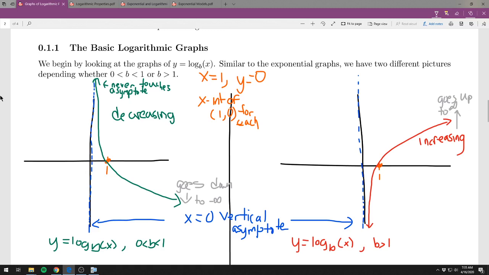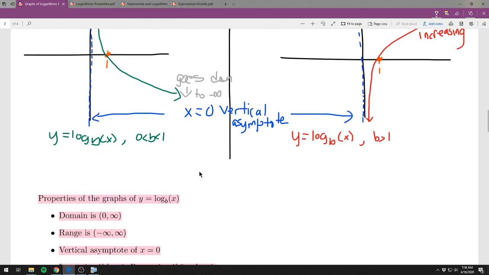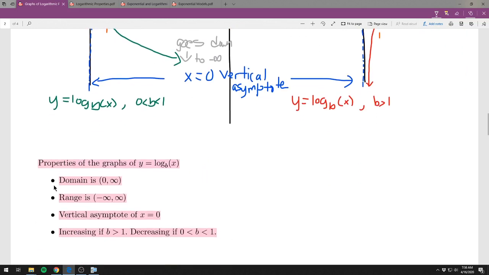All right, so these are the basic shapes of log graphs. They have a vertical asymptote that gets really steep somewhere, and then it starts leveling off away from it. But the key properties here that I mentioned: the domain is 0 to infinity and the range is negative infinity to infinity. We hit on that last section as well.